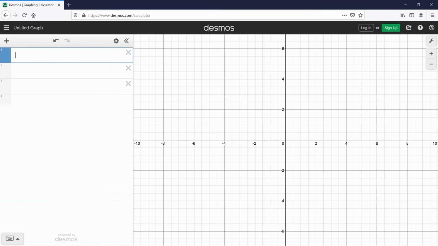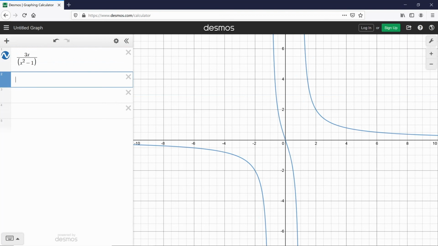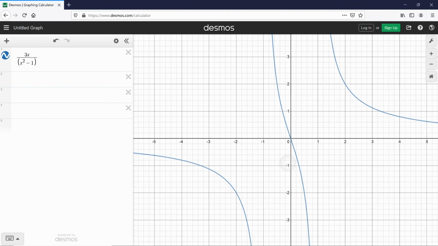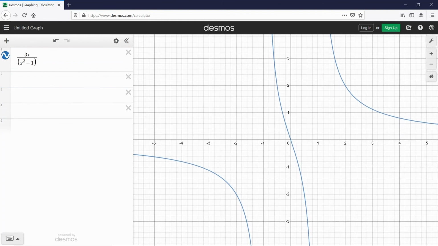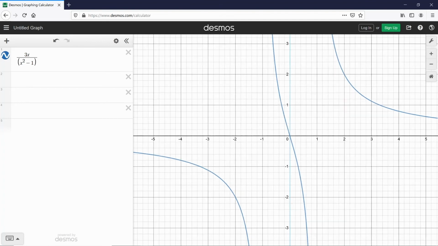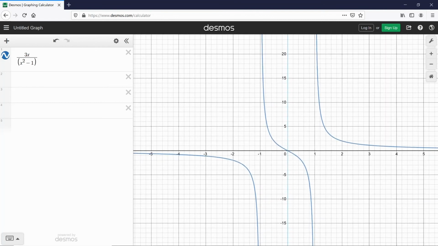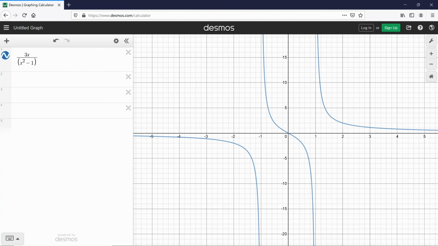It was 3x over x squared minus 1. Look at that. That matches what we did pretty closely. If we wanted to see more of the y-axis, we could stretch the y-axis here a little bit so we can see the asymptote a little bit more clearly. Yeah, you can see negative and positive 1 are asymptotes, and wow, it behaves just like we thought it did. You can see the inflection at 0, 0 there, right? Very cool.